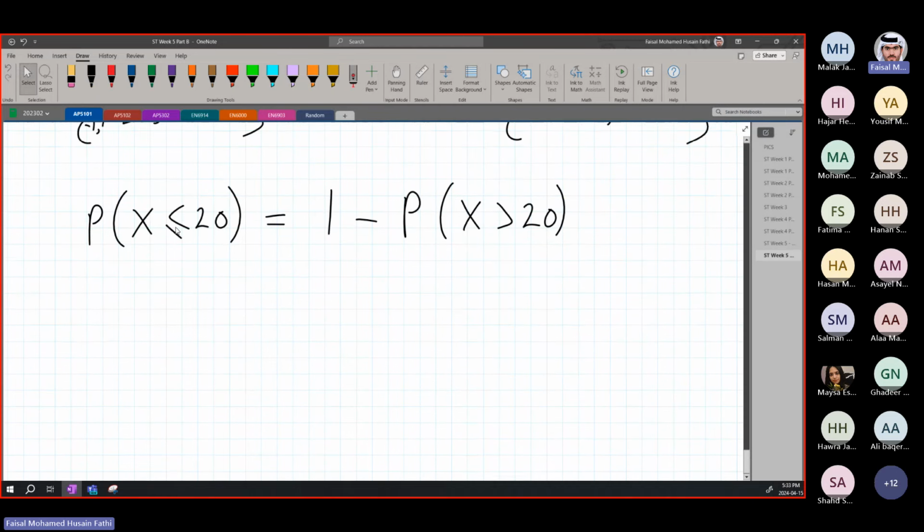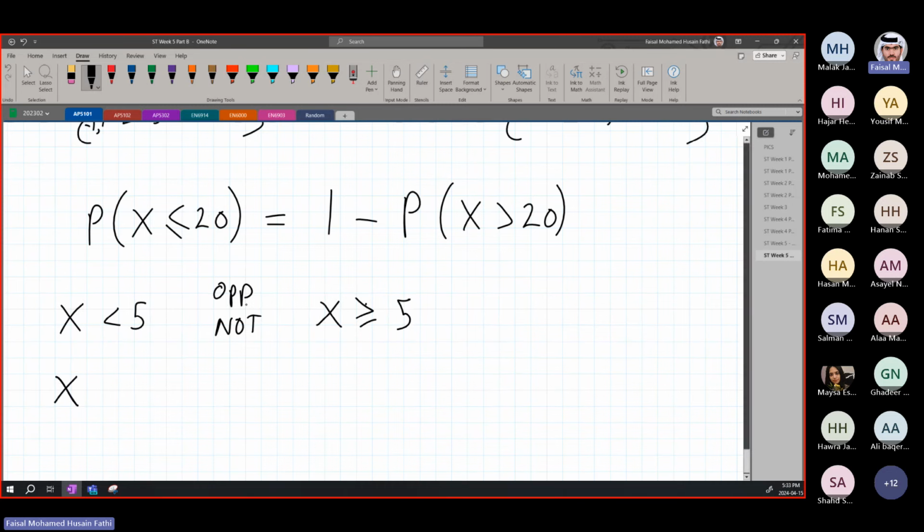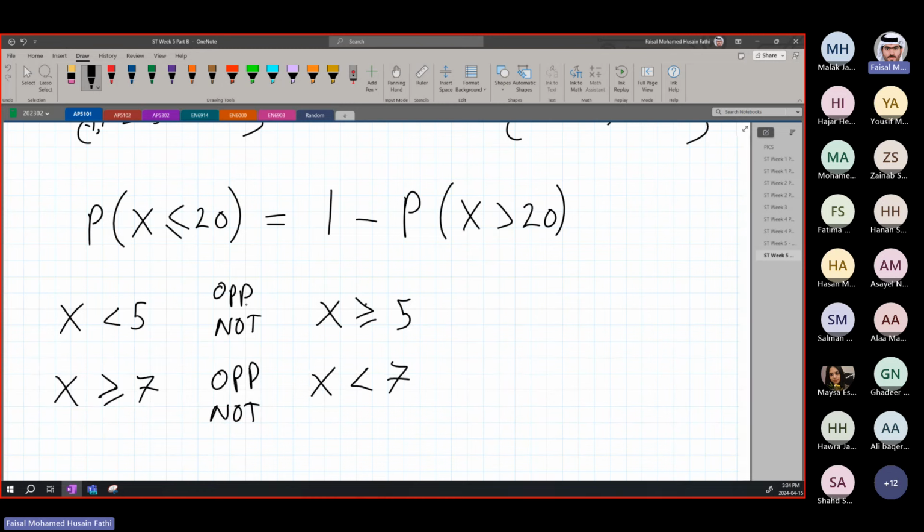So again, the rule is when you have greater than or equal to for any number, all right? So when we say, for example, x less than 5, the opposite of this, or the not, will be x greater than or equal to 5. So if there is no equal sign, you will add an equal sign. If there is an equal sign, let's say greater than or equal to 7, the opposite of this, or the not, is going to be x less than 7. So if there is an equal sign, you will remove it and you will flip the sign.